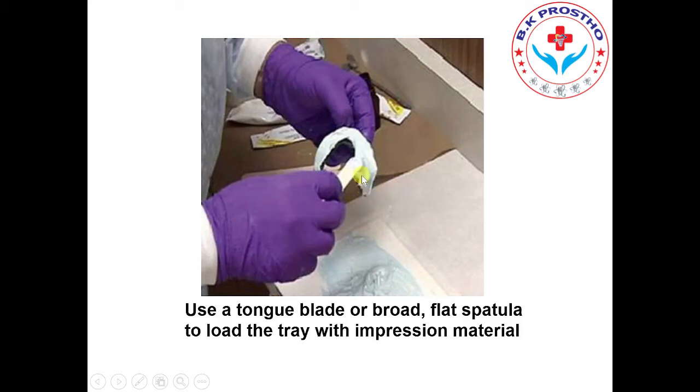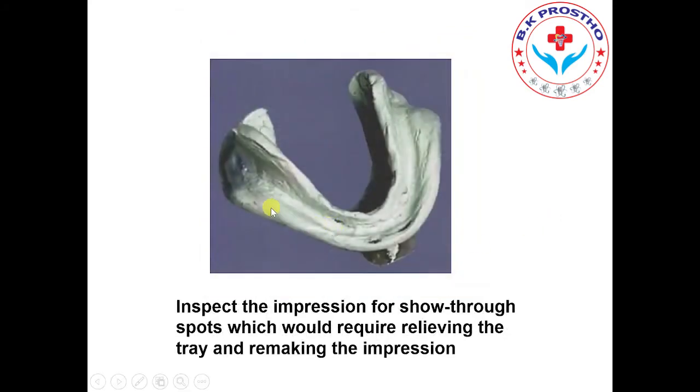and covers the border of the tray as well. Then we insert the tray into the patient's mouth and ask the patient to perform the tongue movement. You have to perform the lip as well as the cheek movement until the material is set. Then we take it out from the patient's mouth and immediately inspect the impression. Here you can see the show through of the spot underlying the tray as well as the periphery. So this requires relief and remaking of the impression.